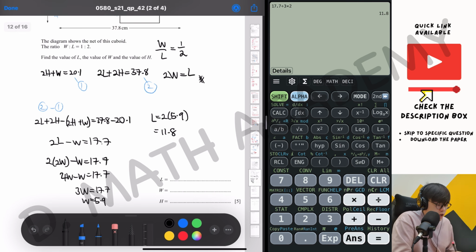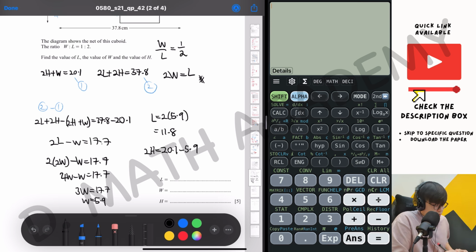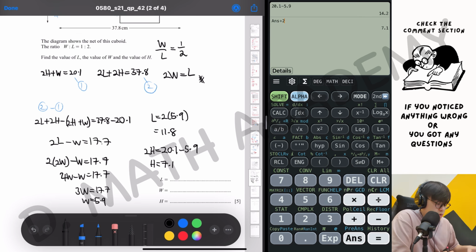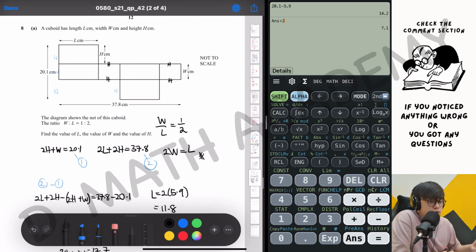And to get your H, 2H equals 20.1 minus our W, which is 5.9. 20.1 minus 5.9, and then divided by 2, your H is actually 7.1. So this is how you trace your L, W, and H value. So it's kind of weird because they utilize your 3D concept, like where is the H linked up, all those details here. Okay.